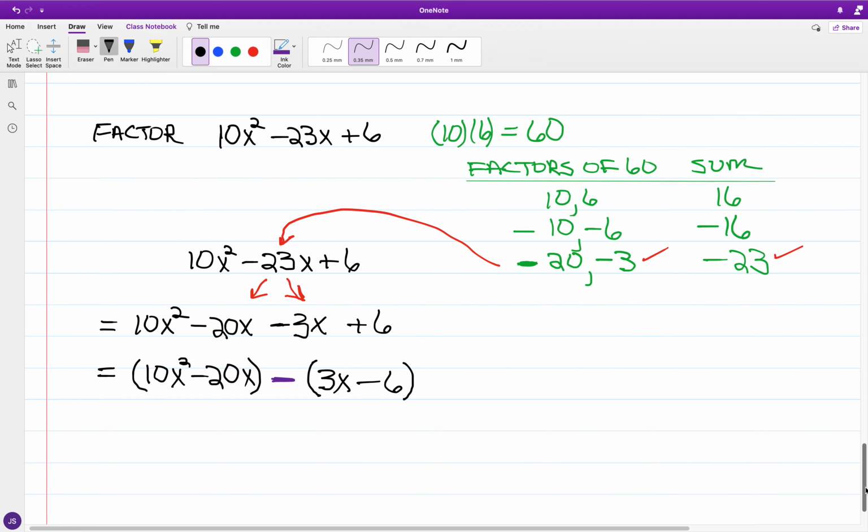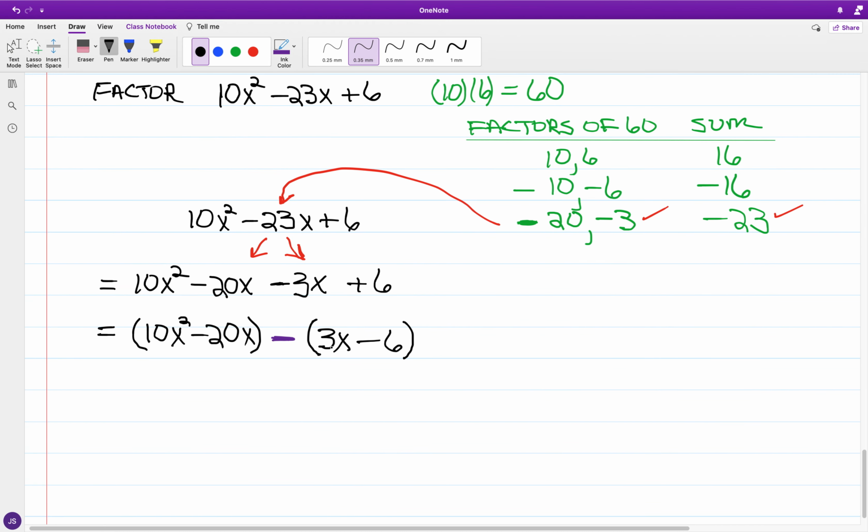Now, so we have our groups, and we're looking for the greatest common factors from each of the pairings. We have 10x squared minus 20x. The greatest common factor is going to be 10x. And 10x squared divided by 10x will become x. And 10x going into negative 20x will be a minus 2. And we can just bring down the subtraction.